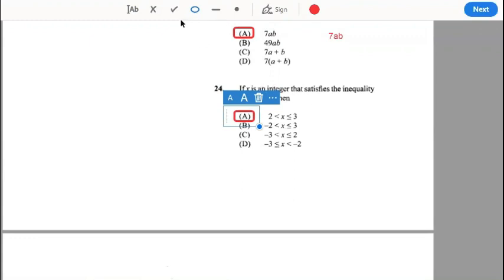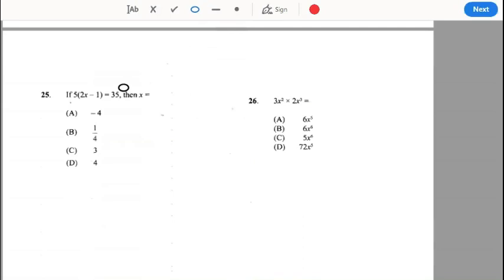So the number is 3, and should we put 3 in the inequality, we'll see 2 times 3 is 6. So 6 is definitely greater than 4 while being equal to 6.